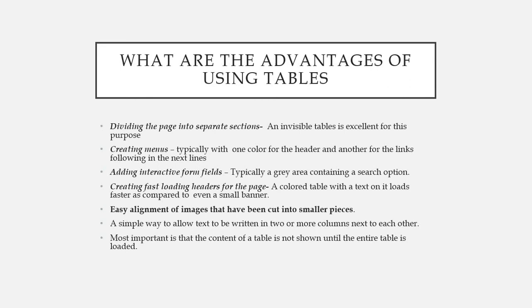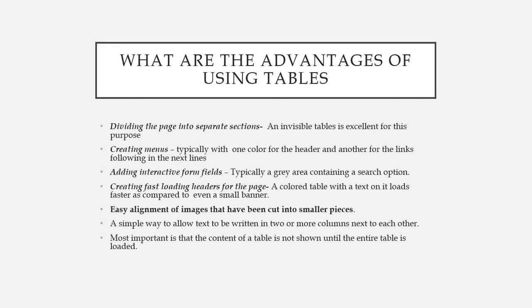Now we'll see what are the advantages of using tables. First of all, dividing the page into separate sections. An invisible table is excellent for this purpose, so that based on the information that we are conveying to the user, we can divide the page into separate sections. Next, creating menus, typically with one color for the header and another for links following on the next lines.